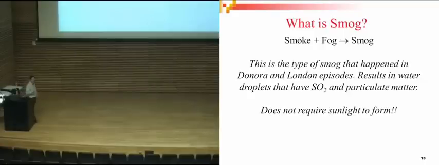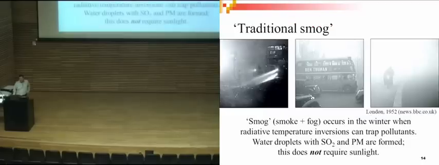Now that does not require any sunlight to form. That's a straight physical phenomenon, and the cause of smog that we have seen in urban environments, and the cause of smog that we see in Beijing. So here are some photos of some traditional smog scenarios. It can often occur in the winter when temperature inversions can trap pollutants, and we form these water droplets with sulfur dioxide and particulate matter. Again, this does not require sunlight. So again, these are pretty gnarly conditions.